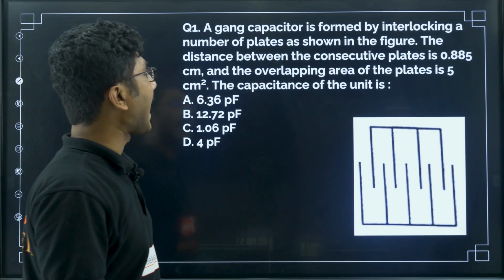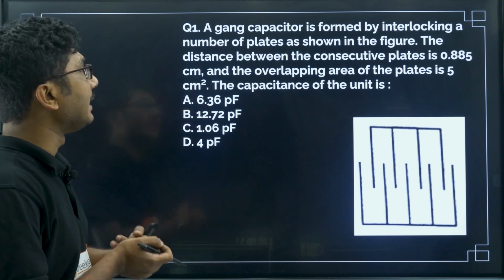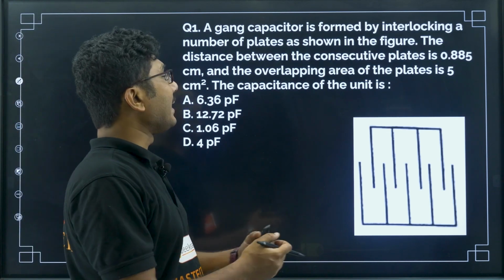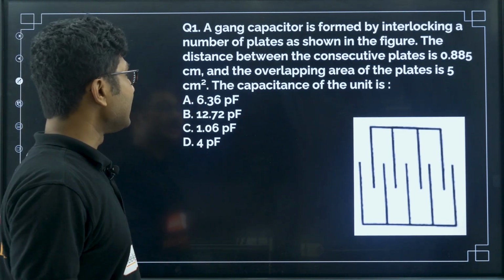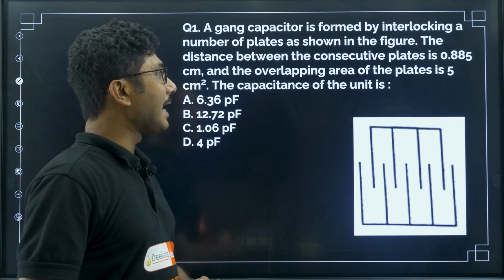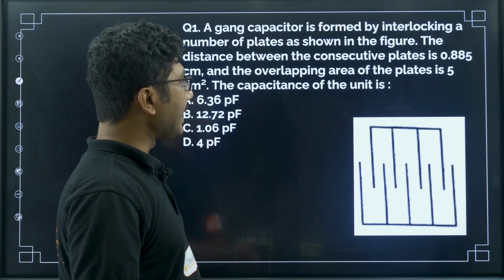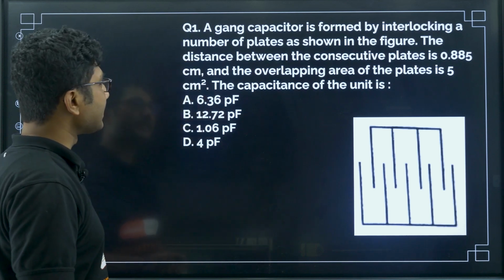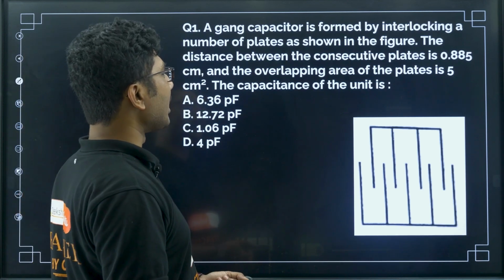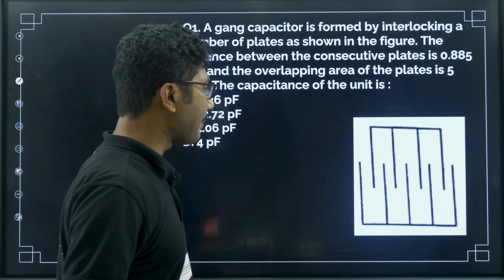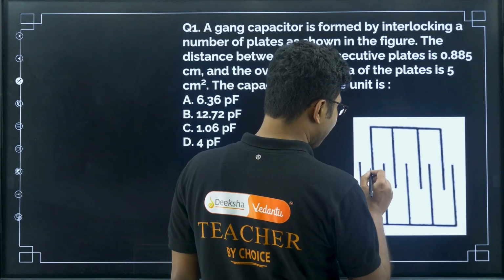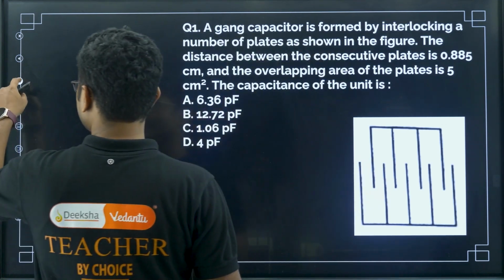The first question: a gang capacitor is formed by interlocking a number of plates as shown in the figure. The distance between the consecutive plates is 0.885 centimeter and the overlapping area of the plate is 5 centimeter square. The capacitance of the unit is... so let's see how many capacitors are there. Only this much is considered for the capacitor.